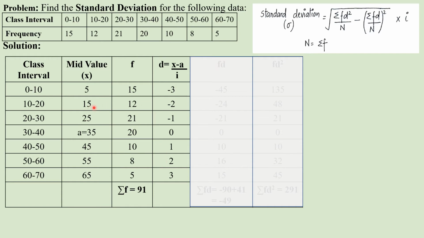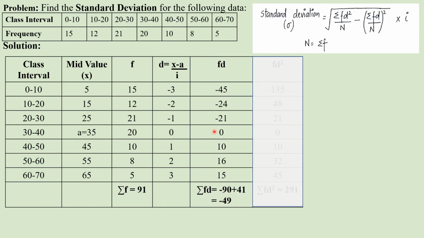So 15 minus 35 upon 10 is minus 2. 25 minus 35 upon 10 is minus 1. 35 minus 35 upon 10 is 0. 45 minus 35 upon 10 is 1. 55 minus 35 upon 10 is 2. 65 minus 35 upon 10 is 3.